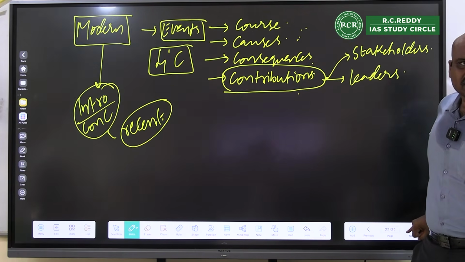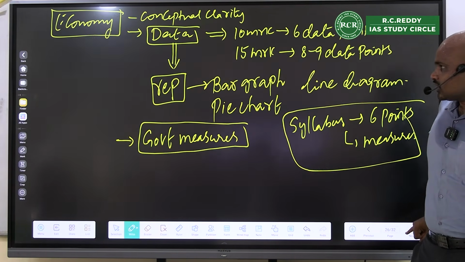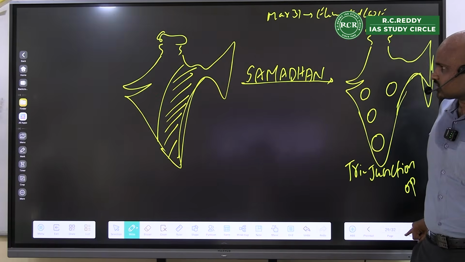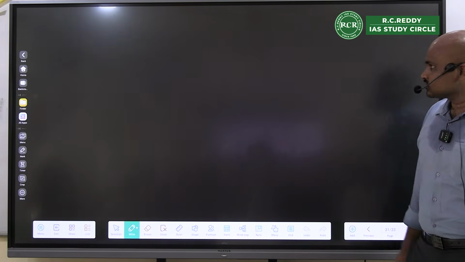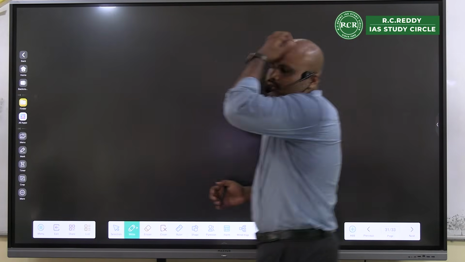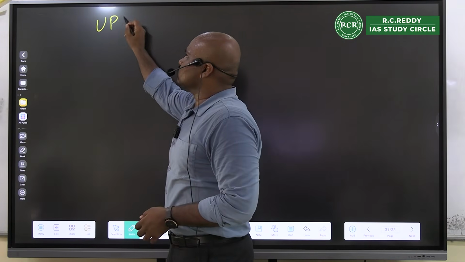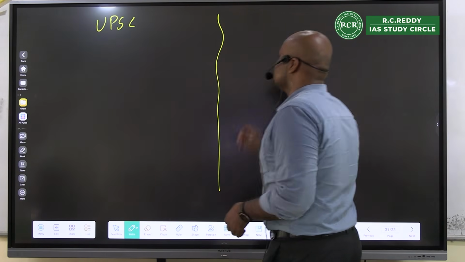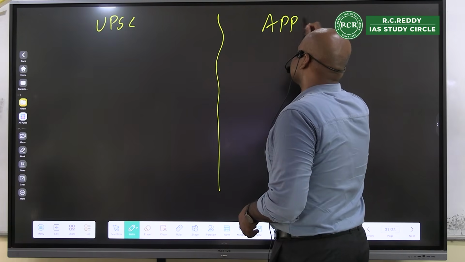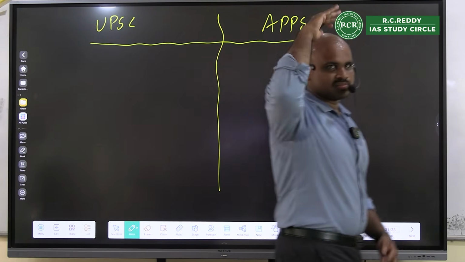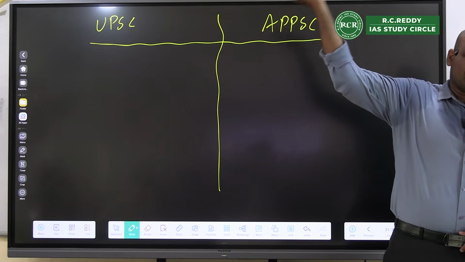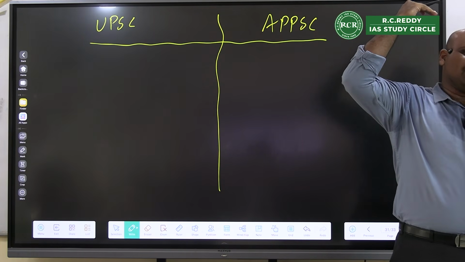Now I have gone subject specific. Now one small thing that I have to discuss here before I wrap up the session is: what is the basic difference of answer writing between UPSC and APPSC? See, there is no better person than me, because I am a ranker in both. I am a ranker of UPSC, I am a ranker of APPSC Group 1.